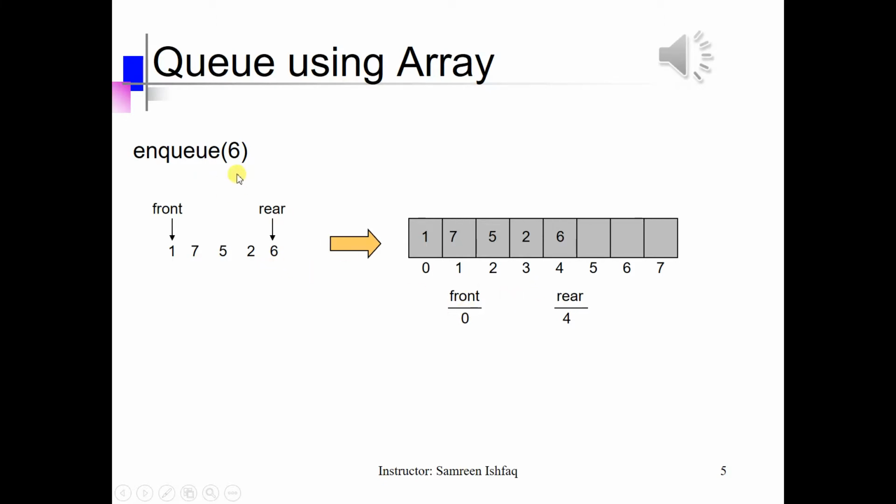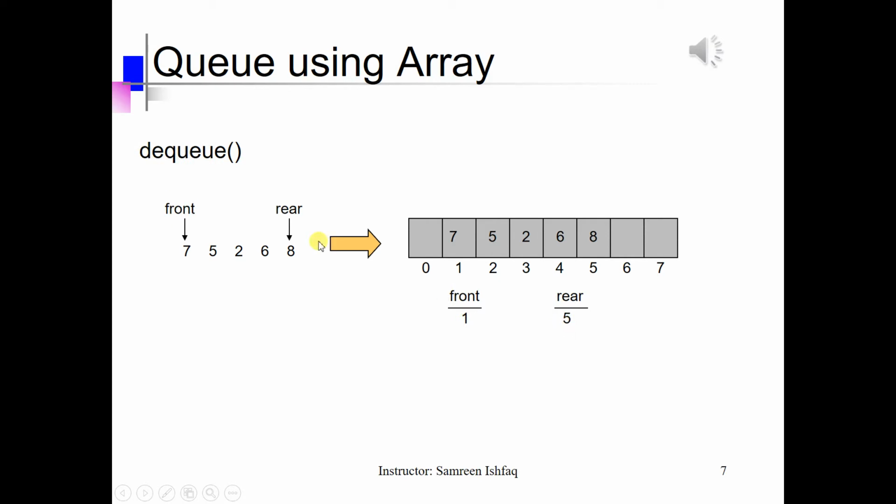So if user wants to enqueue 6, we know that enqueue or insertion will be done at the rear end. So 6 has been inserted after 2, and now rear index will point to 4. Likewise, if user wants to enqueue 8, 8 will be inserted after 6 and rear will point toward index 5.